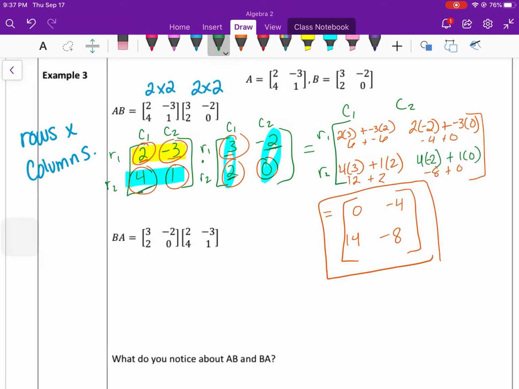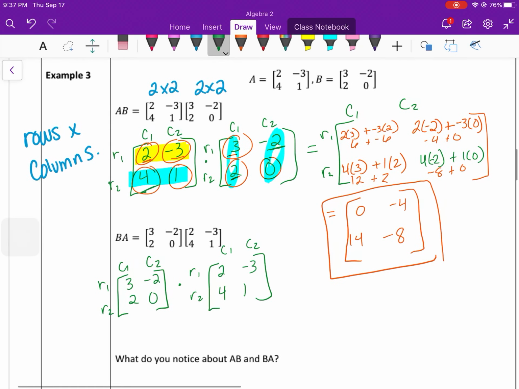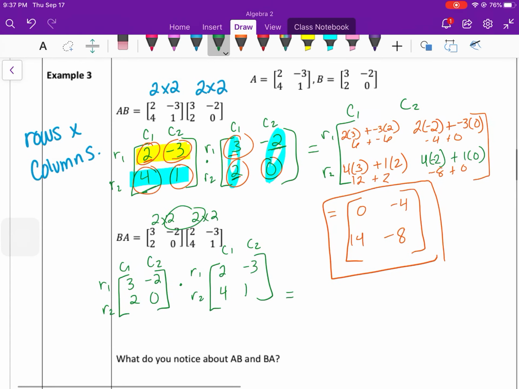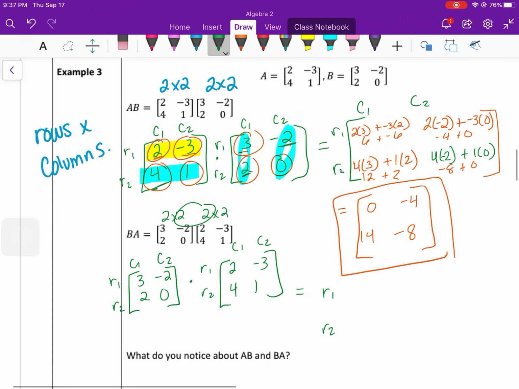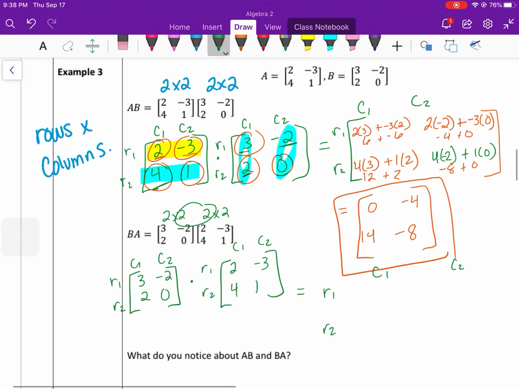All right, let's do it one more time. It's hard, I know, and I'm not here to point this out, but so B times A, we have 3, negative 2, 2, 0, row 1, row 2, column 1, column 2. Then that's times row 1, row 2, column 1, column 2. So these are both 2 by 2 again. And since the middle dimensions are equal, you can find the answer. And the answer will have 2 rows and 2 columns as well. And I know that from my outside numbers here.